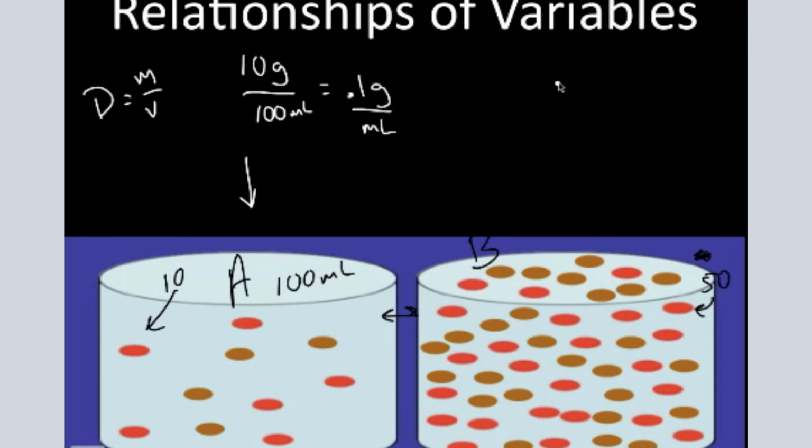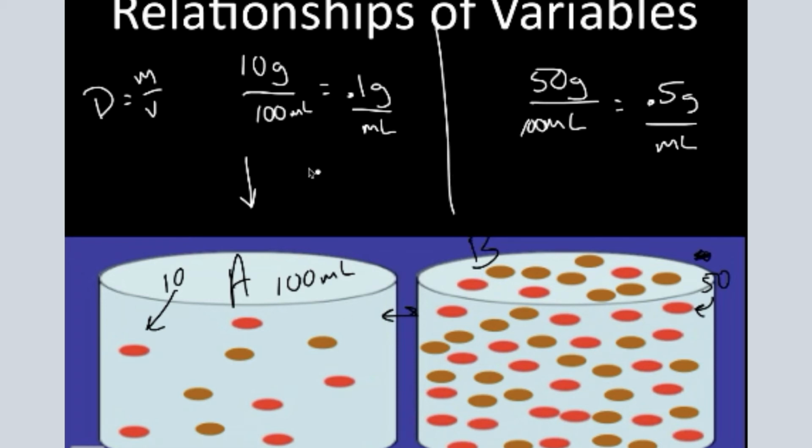Now let's take a look at it for B. We now know we have 50 grams per 100 milliliters. And the density of that is 0.5 grams per milliliter. And all I did was take the 100 milliliters for the volume, the 50 for the 50 grams, the 10 for the 10 grams, and I divided 50 by 100, and over here 10 by 100.